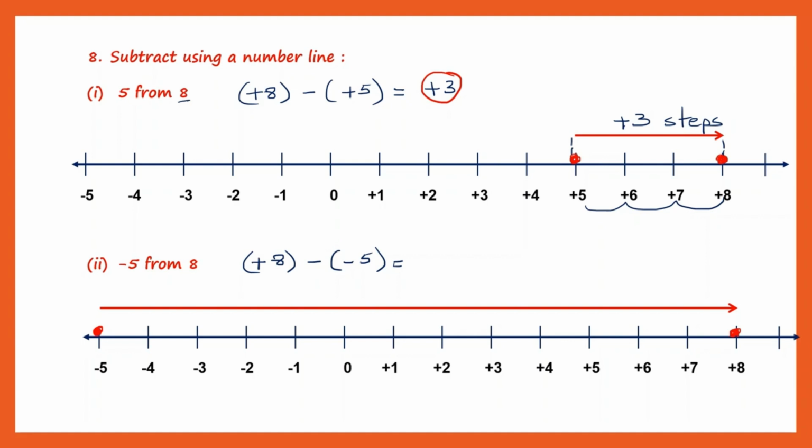So let's write that. We took 13 steps to move and as you can see we have moved to the right, so our answer will have a plus sign and the number is 13. So this is plus 13. That is our answer.